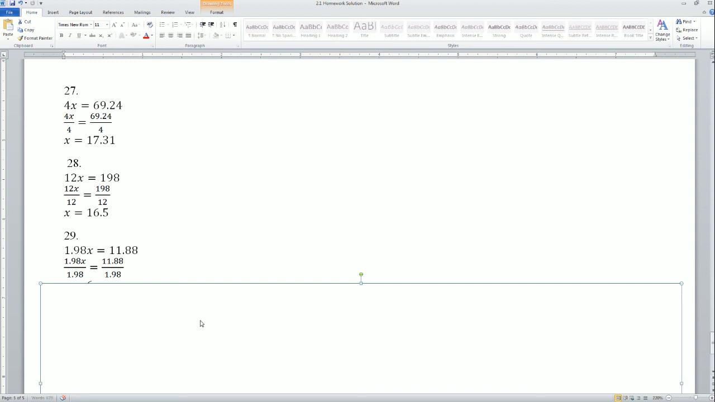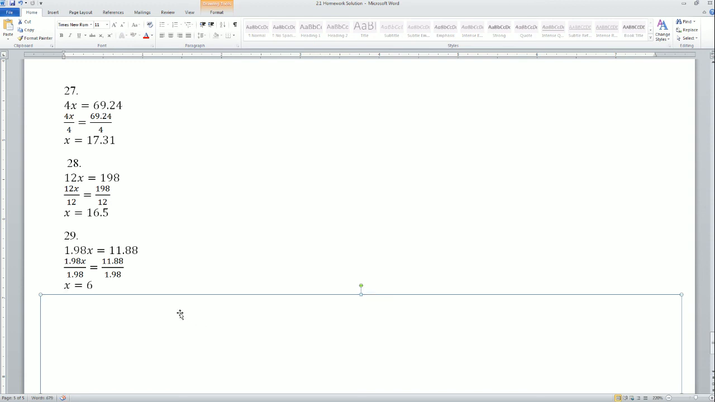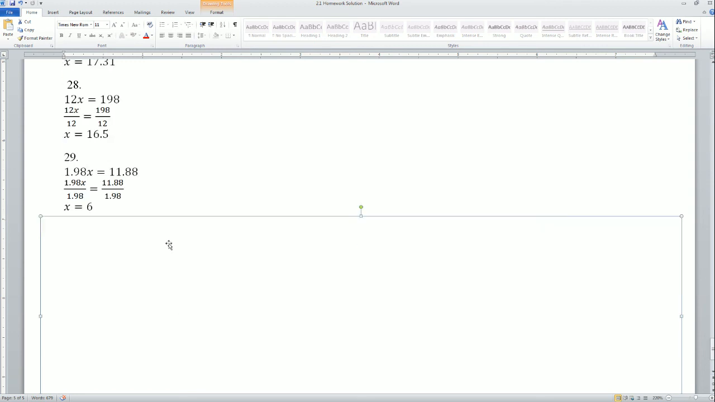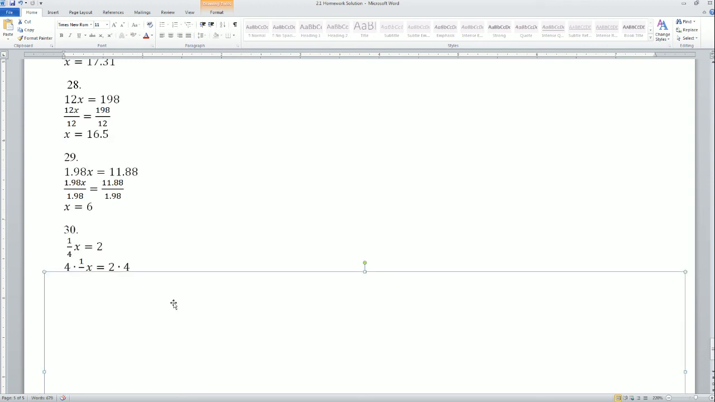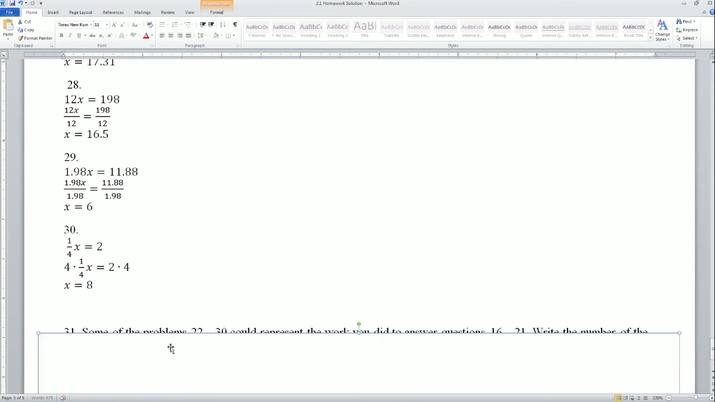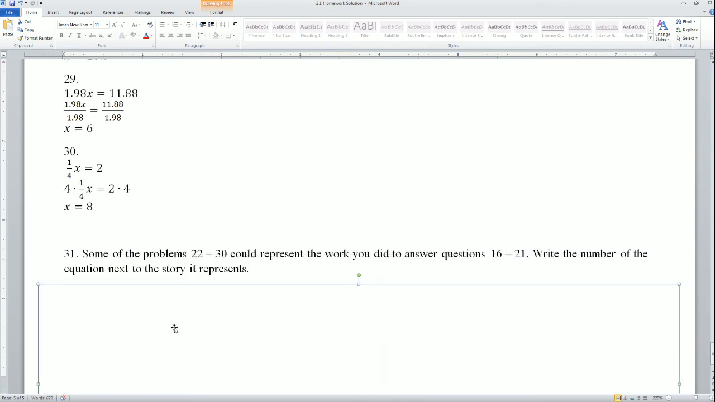29. 1.98x equals 11.88. Divide by 1.98 to both sides. You get x equals 6. 30. 1/4 x equals 2. Multiply 4 to both sides. You get 8.